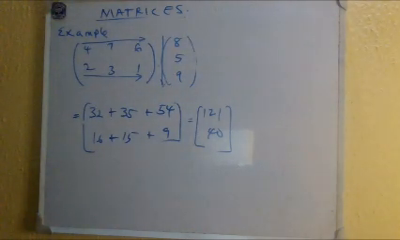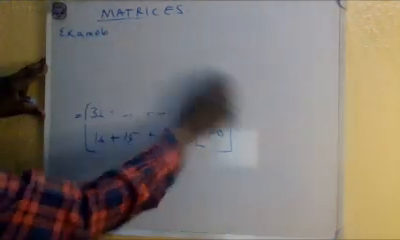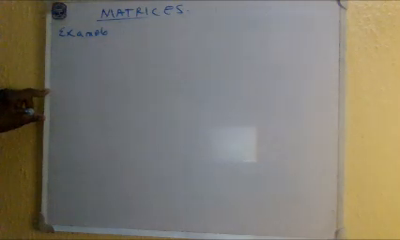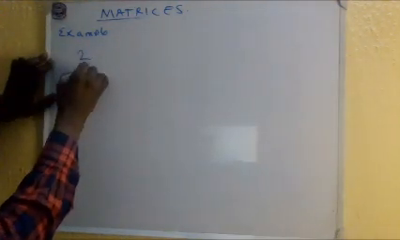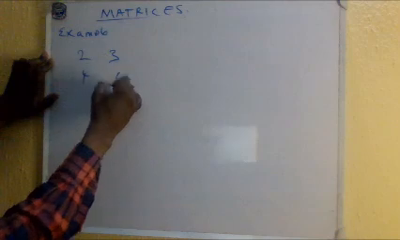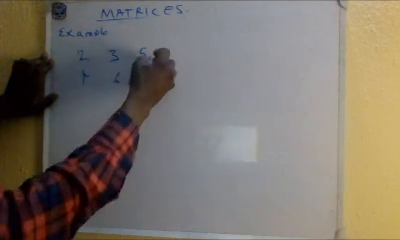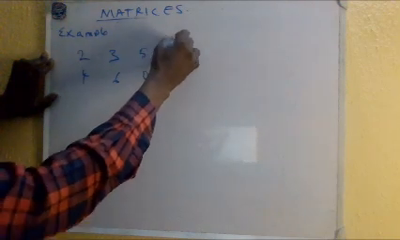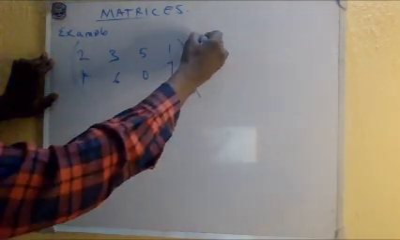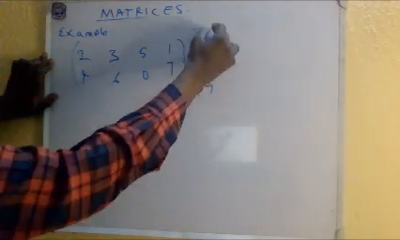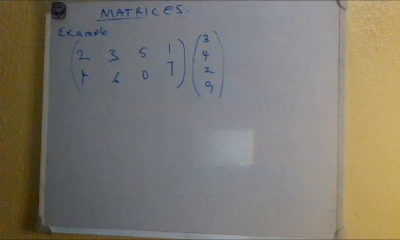Okay, of course we're going to do a more complex one. Let's do one more example, and we'll wrap up the class. All right, so for this one, I have this matrix 2, 3, 5, 1, and 4, 6, 0, 7. Multiplying this other one: 3, 4, 2, 9.